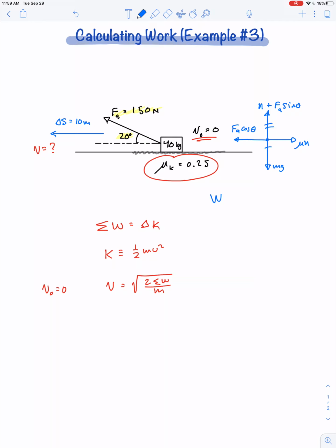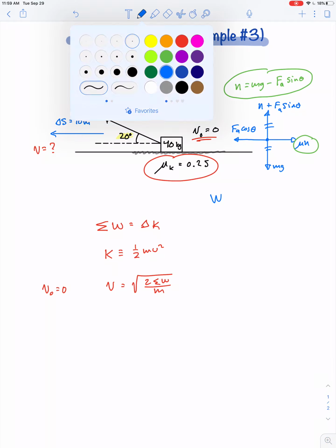So forces along the y-axis are going to cancel out. The only way they could cancel out is if the normal force is equal to mg minus Fa sine theta. And we're going to need that expression to help calculate the frictional force.